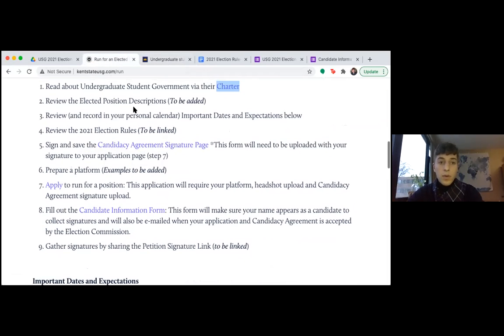Next, you can review the descriptions. There are some descriptions in the charter, but they're pretty vague. So we're working on a document to make things more clear. That'll be coming shortly, most likely tomorrow, once the Election Commission meets.